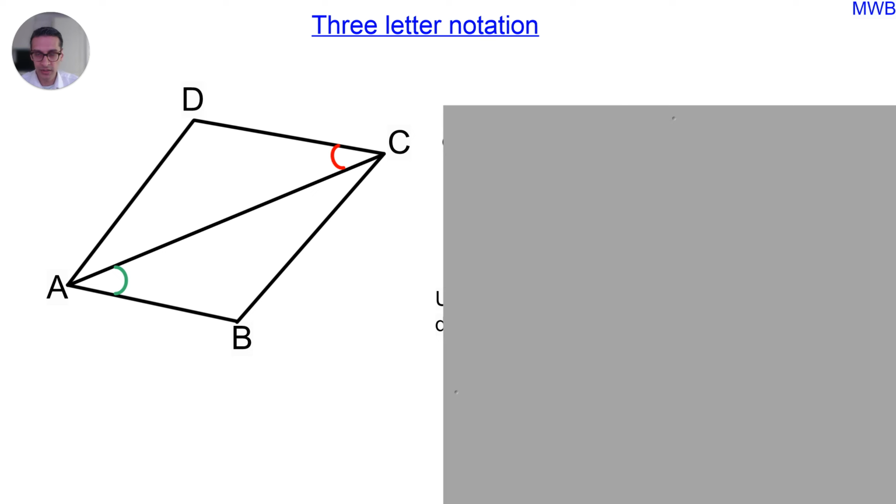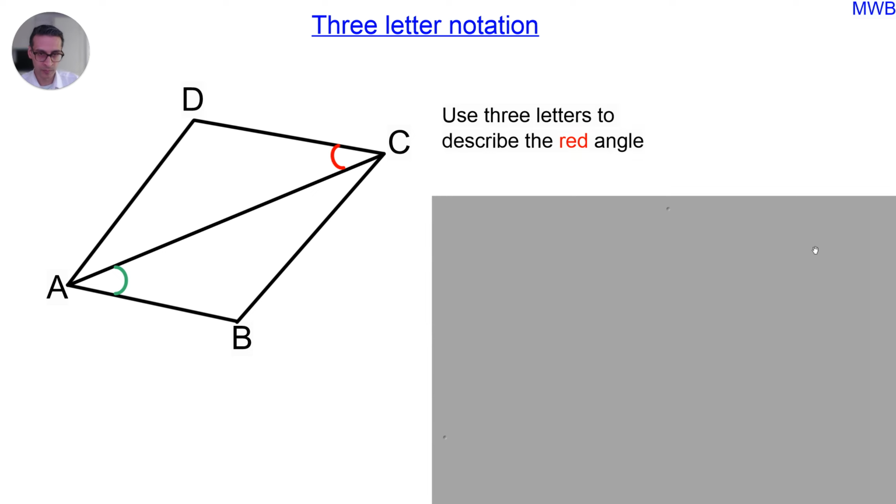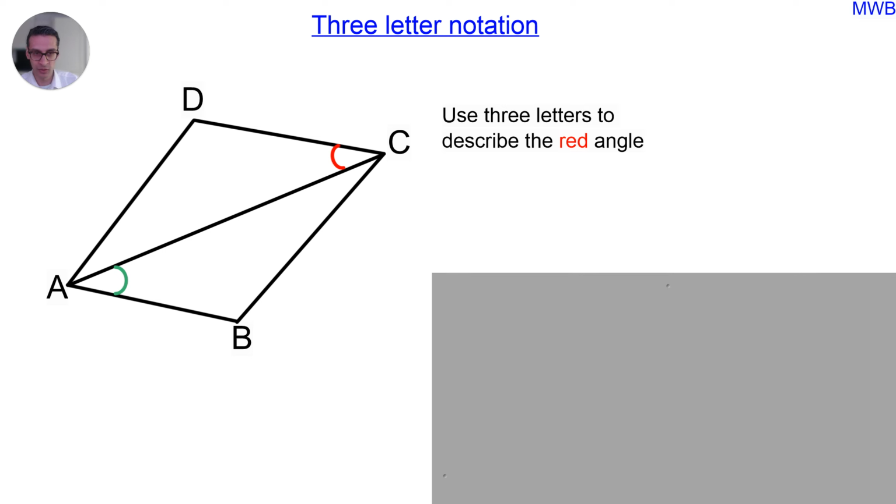So let's stick with this diagram for now. We've got 3-letter notation. The question is asking you to use 3 letters to describe the red angle. So first thing you want to do is once you find the red angle, which is obviously here, we want to name it. Now we can't call it C, as we know from the previous video, because C could refer to this, it could refer to this, it could refer to the whole thing. So we just want to focus on that red angle on the screen right now.